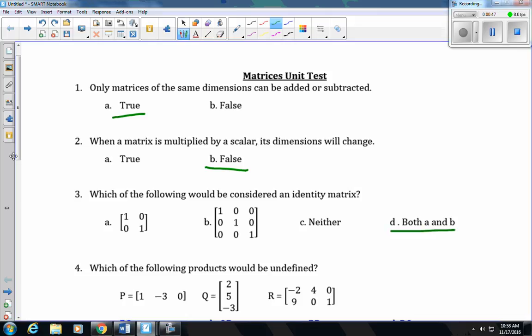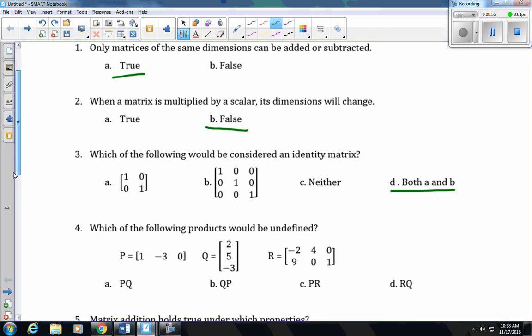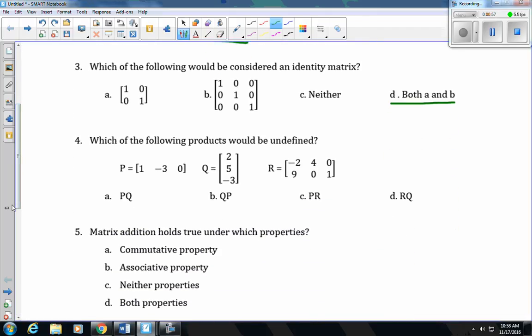So, Caitlin, in answer to your question earlier, if you multiply a matrix and its inverse, you should get something that looks like this. Okay. Which of the following products would be undefined? The way that I would do this problem is first go through and write down the dimensions of all the matrices. So what size is matrix P? It's a 1 by 3. And what about Q? It's a 3 by 1. And R? A 2 by 3.